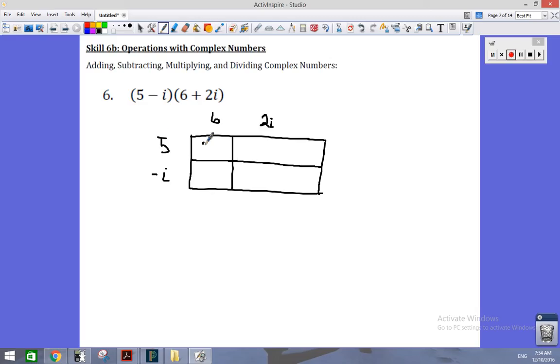5 times 6 is 30. 10i, negative 6i. Now here, I have negative 2i squared. But remember, i squared is negative 1. So really, I have negative 2 times the negative 1, which is a positive 2. So this product of these two complex numbers is going to yield 32 minus 16i. All right.